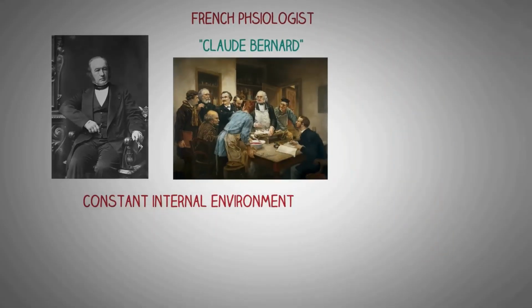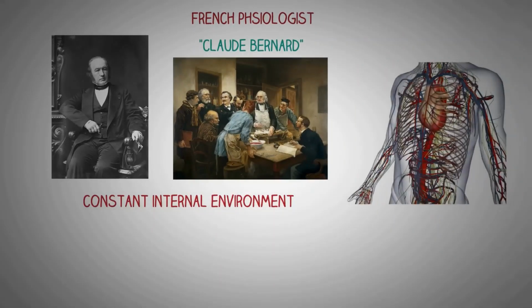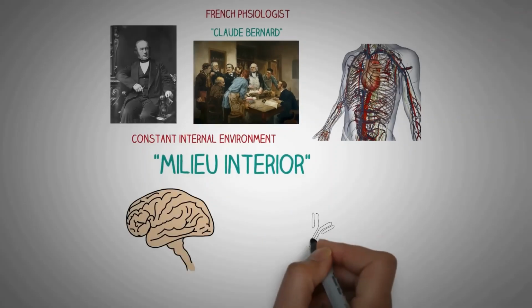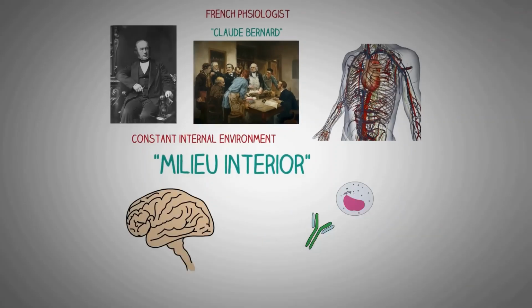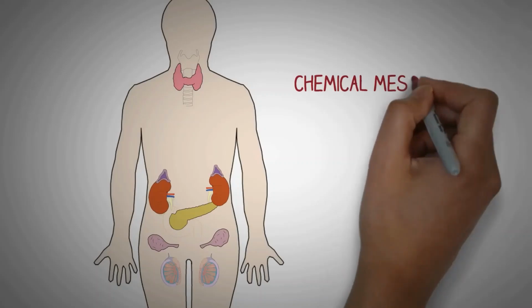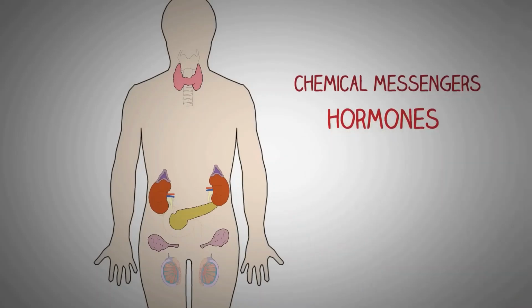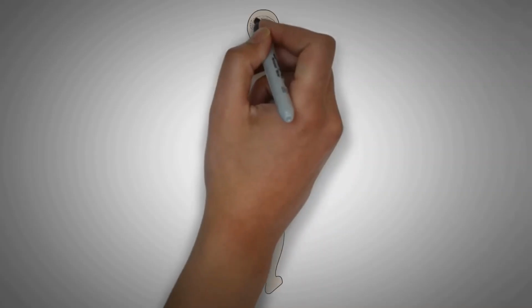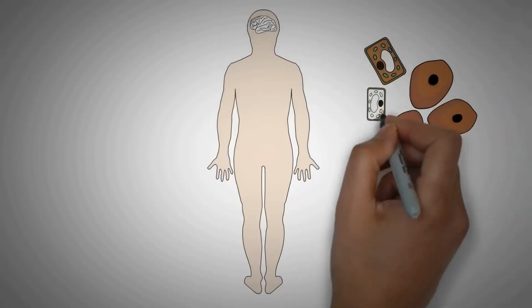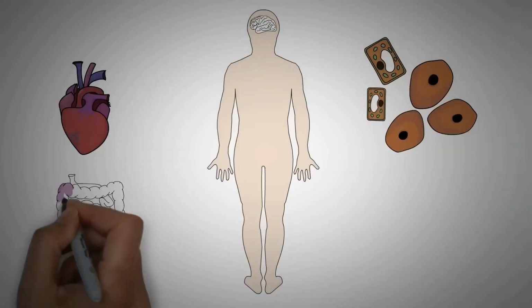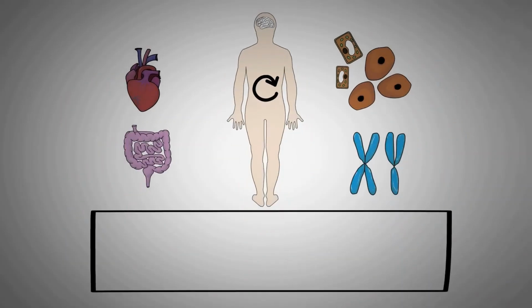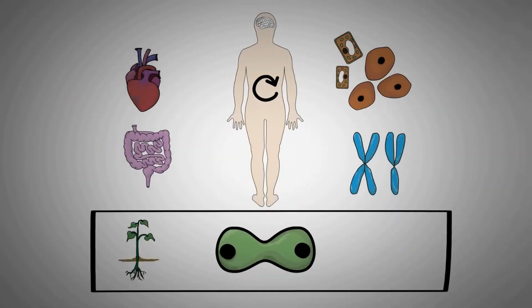that humans have a constant internal environment, which he called milieu interior, which is preserved by various systems of human physiology, including the nervous system, the immune system, and a set of glands that secrete chemical messengers known as hormones. The human body needs control all over its cells, tissues, and various processes so that it can function in an orderly and stable way, which makes vital functions like growth, development, and reproduction possible.